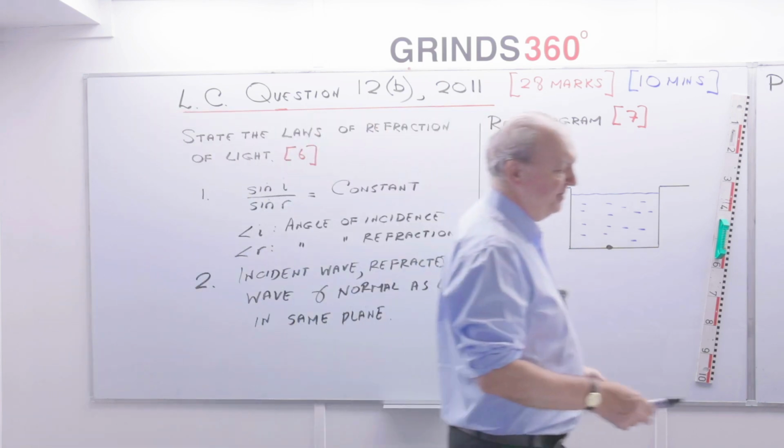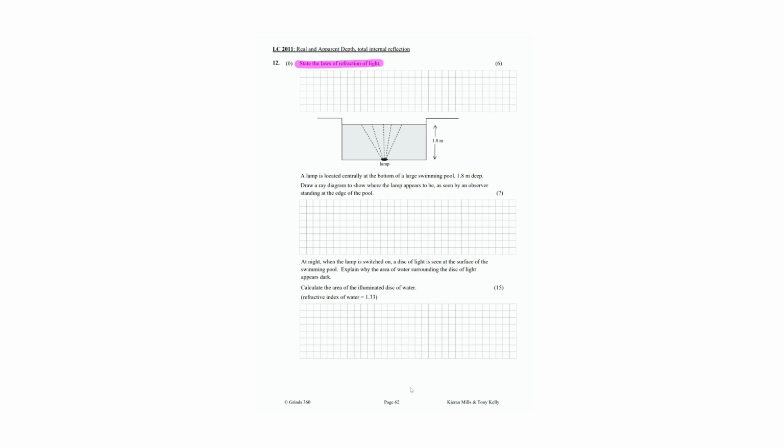Let's go on to the next part. The next part says, a lamp is located centrally at the bottom of a large swimming pool, 1.8 meters deep. Draw a ray diagram to show where the lamp appears to be as seen by an observer standing at the edge of the pool. We did this in one of our lessons where we were talking about real depth and apparent depth. Remember, when you look into a body of water, the objects appear shallower than they actually are. So you should know how to draw this diagram.